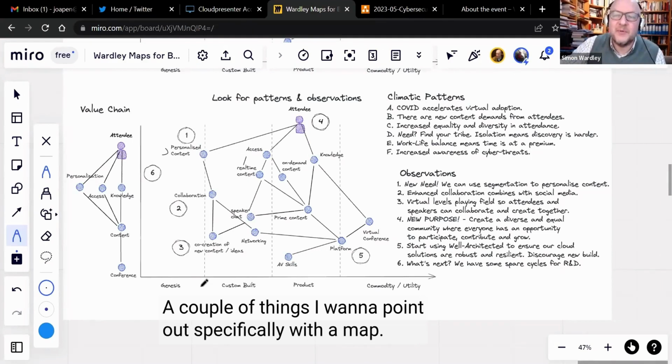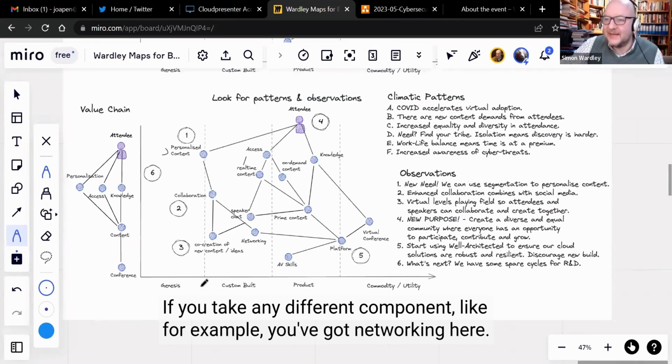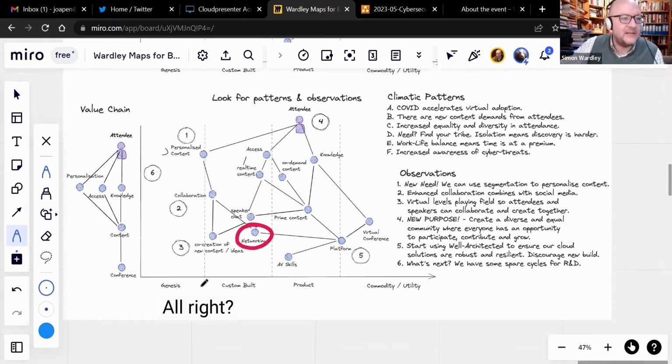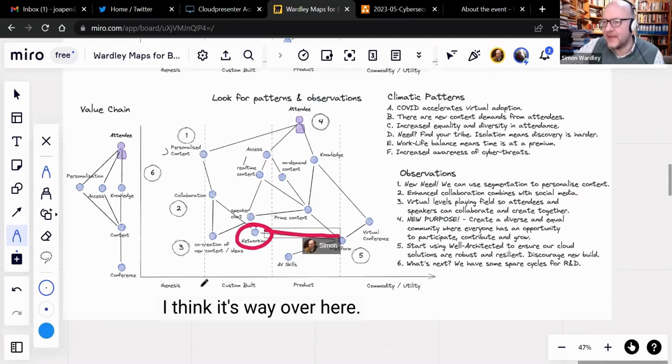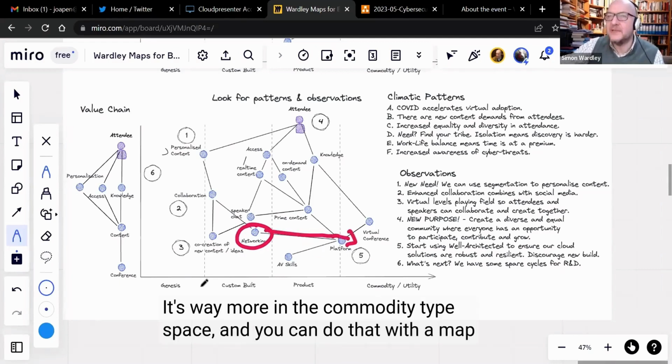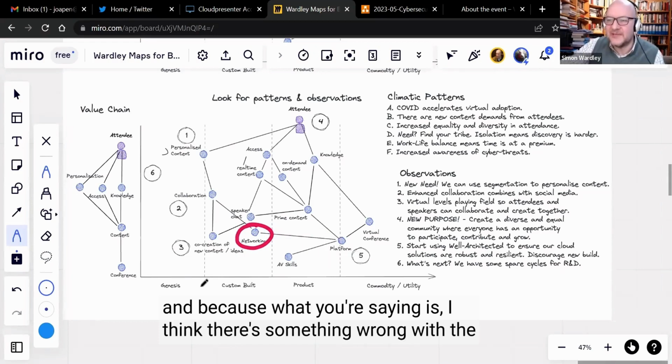A couple of things I want to point out specifically with a map. If you take any different component, for example, you've got networking here. One of the things about maps is that you can challenge a map. You can say, look, I don't actually think networking really is custom built. I think it's way over here. It's way more in the commodity type space. And you can do that with a map, because what you're saying is, I think there's something wrong with the map.